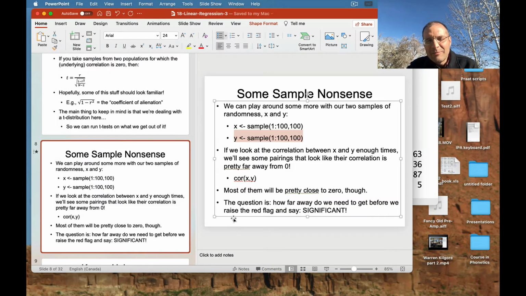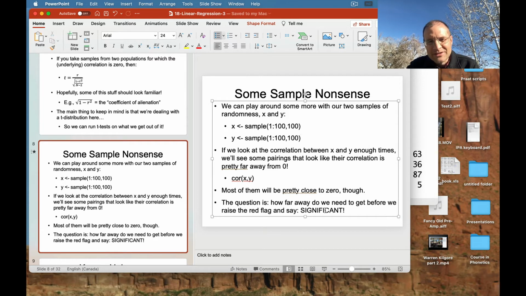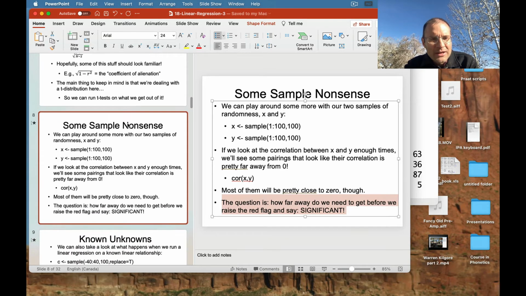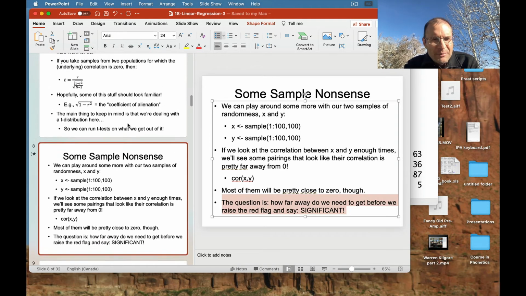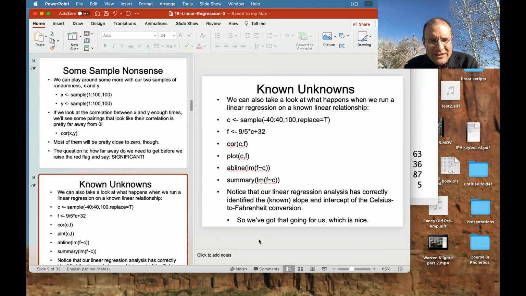But is that a big enough R value to say that, underlyingly, this is not a connected set of variables? Underlyingly, can we still say that the correlation between these two populations is 0? So that's the question down here. And using our hypothesis testing principles, we're going to answer that question kind of in the way that you would basically expect. Yeah, so I'm going to come back to that in a second.